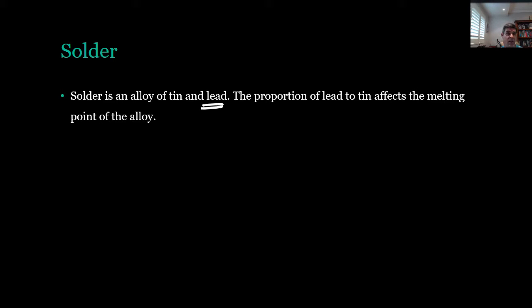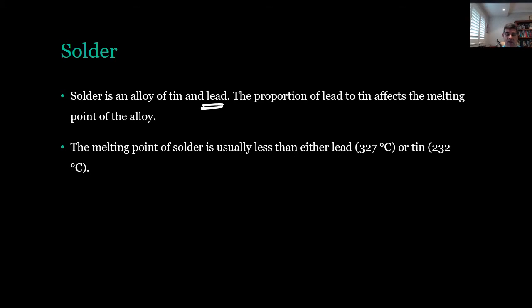And as with the other alloys that we've looked at, the proportion of lead and tin affects the properties of the alloy, and in this case, it's the melting point that's very critical. And the interesting thing about solder as an alloy is that its melting point is usually less than either of the two metals that make up the solder.